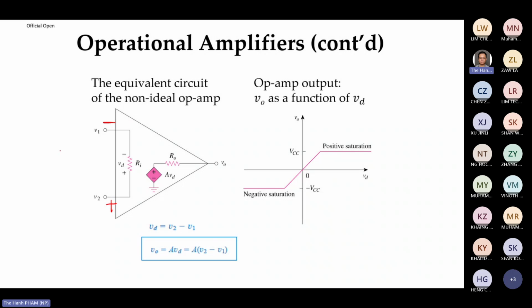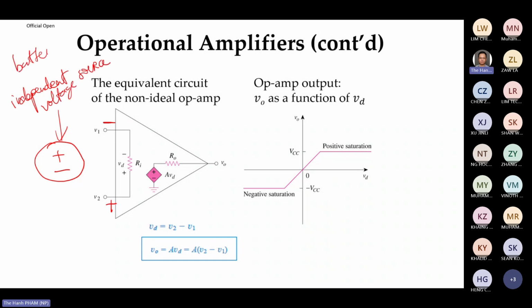Now, normally for a voltage source, in terms of schematic, you have a circle. But this one is not a circle, this one is a diamond. Why is that? Because a circle is for an independent voltage source.